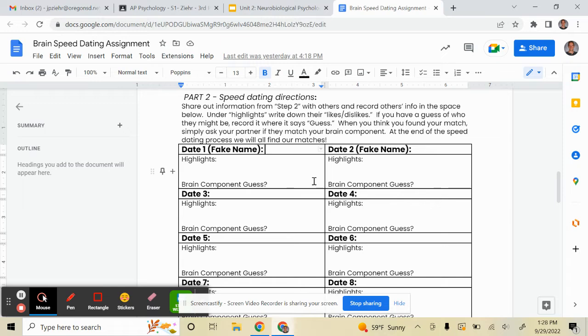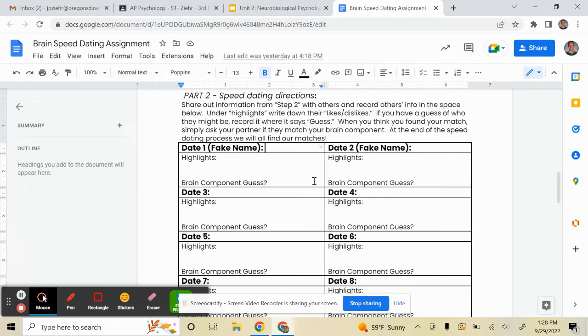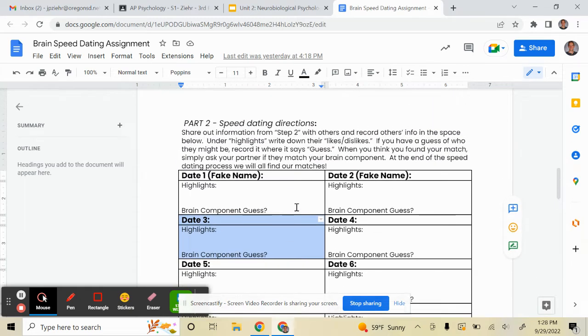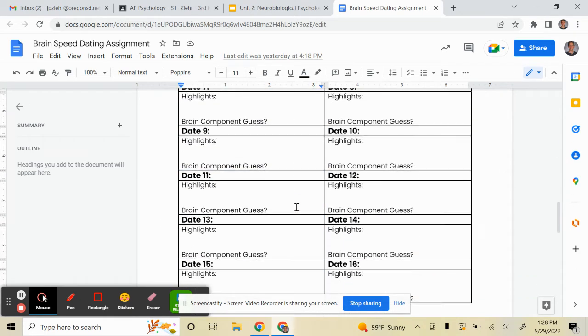Okay. And then after I share, my partner will share, and then I write down my partner's information. After a couple minutes, once we're both done, we'll move on, make eye contact with a second person, write down information for a second date, et cetera. And you'll go on a 3rd date, 4th date, 5th date, until you ultimately find your match.